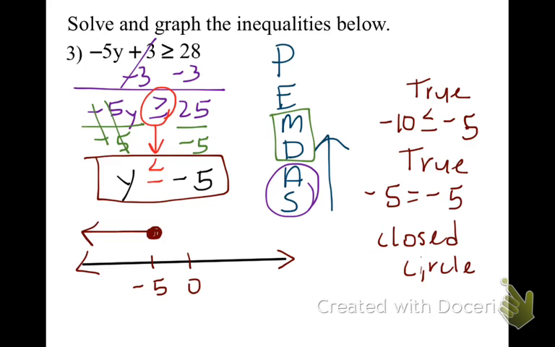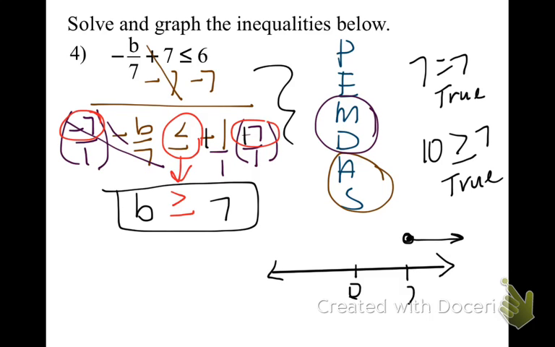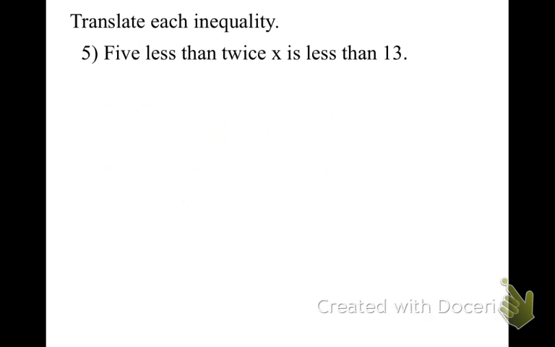Now go and put number 3 in your notes and try to solve it by yourself, then discuss at your table groups. Now if you were solving at home, this would have been your answer. Now I'm going to write down number 4 and go try to solve that one on your own. If you're solving at home, this would have been your answer. Now go write down the directions, translate each inequality, and try on your own and discuss in your table groups what number 5 would look like.